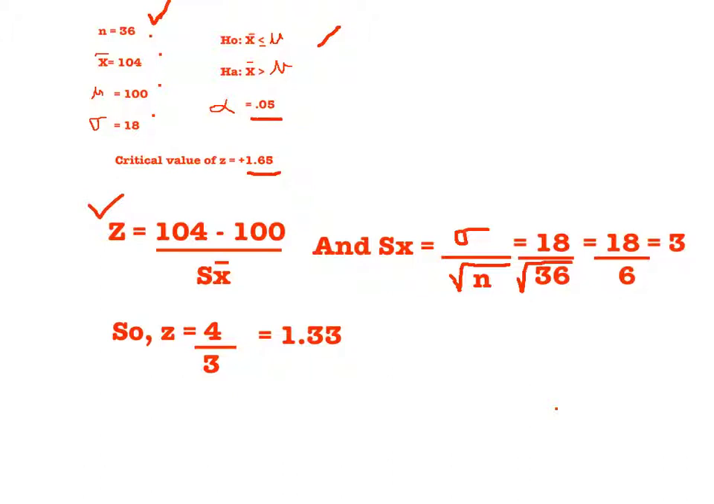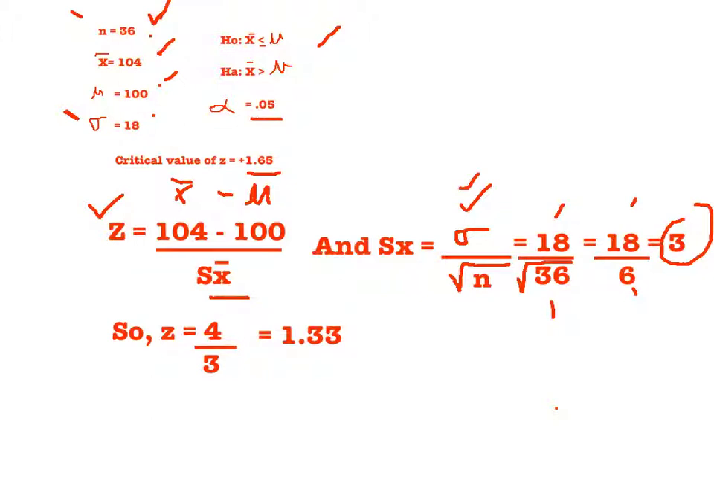So if you look down here at the z calculation, in the numerator we have the mean of the group minus the mean of the population, 104 minus 100. And we have to divide by the standard error of the mean. We don't have that, but they've given us the population standard deviation as well as the sample size, and that's the only two things we need to calculate the standard error of the mean. So we simply put the standard deviation in the numerator, 18, take the square root of the sample size, which is 36, and that leaves us with 18 divided by 6 for a standard error of 3.